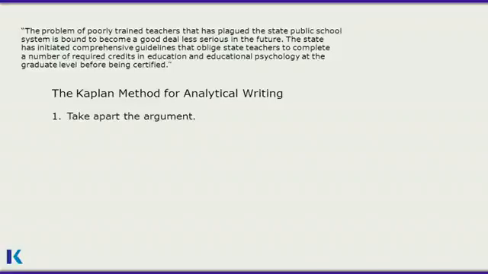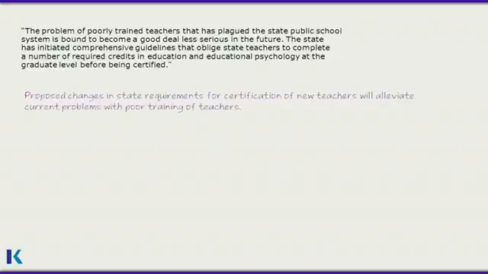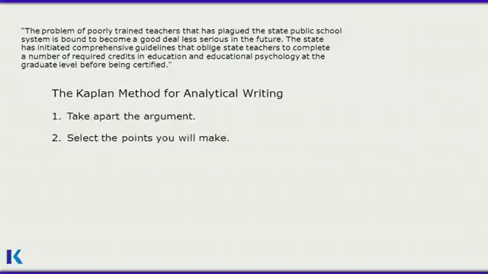To complete the first step of the Kaplan method, paraphrase the argument in your own words into one sentence to make sure you understand it. Here's a good summary of the argument. Proposed changes in state requirements for certification of new teachers will alleviate current problems with poor training of teachers. In step 2, you'll select the key points from the argument, some of which you'll include in your essay.